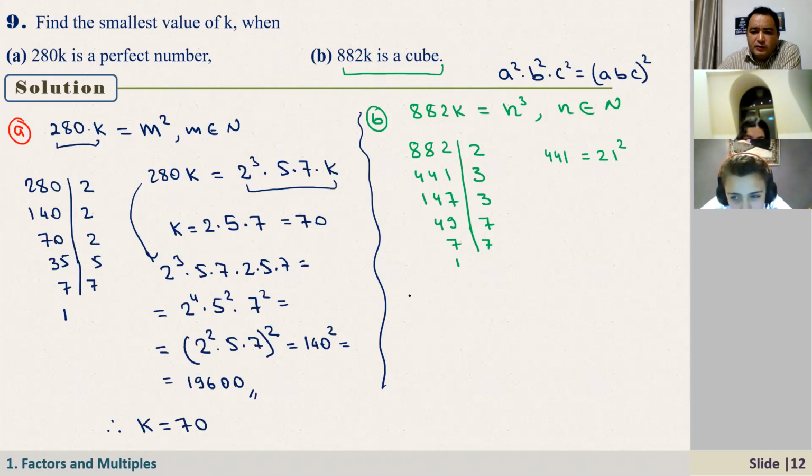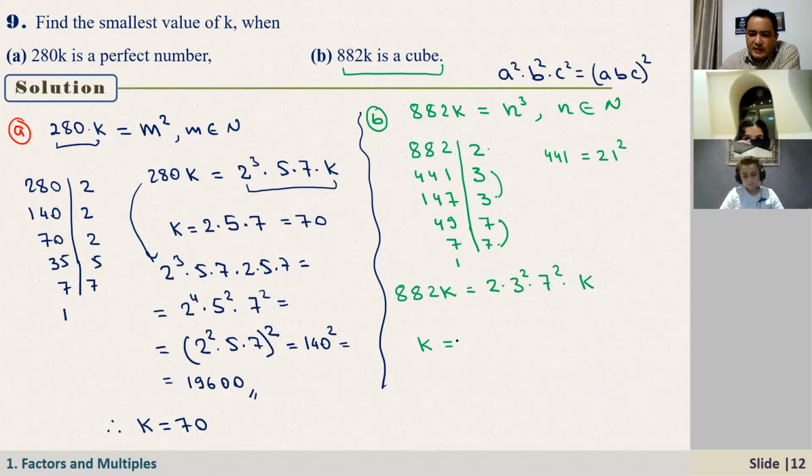Anyway, so now here we have 882k equals, what is 882? It is 2 times 3 times 3 times 7 times 7. So if you write this in index form, it is 2 times 3 squared times 7 squared times k. Now, Ibrahim, what is the smallest value of k that makes this number a cube? That means a cube number.